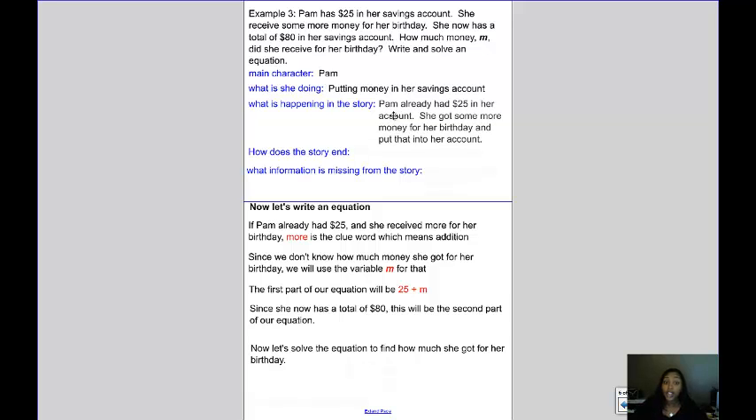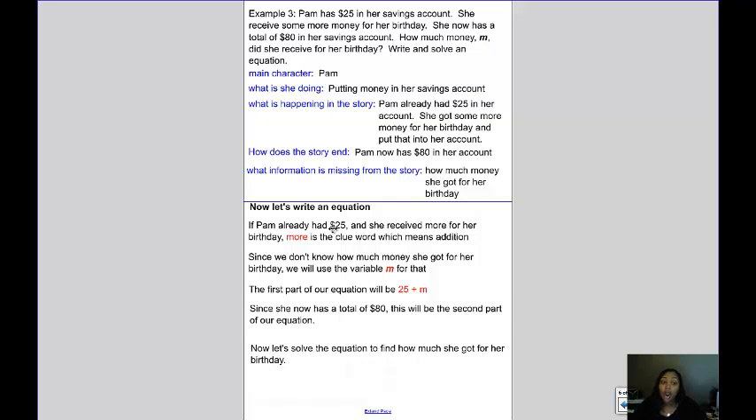Now, she already had 25. It tells us she has 25. And then she got money for her birthday and then put that into her account as well. And then how did our story end? She's got $80 in her account now. That's the end of our story. That Pam, when she looked back at her account, she now has $80. And we want to know what information is missing from the story. What don't we know? Well, we don't know how much money she actually got for her birthday. So that's what we want to figure out.